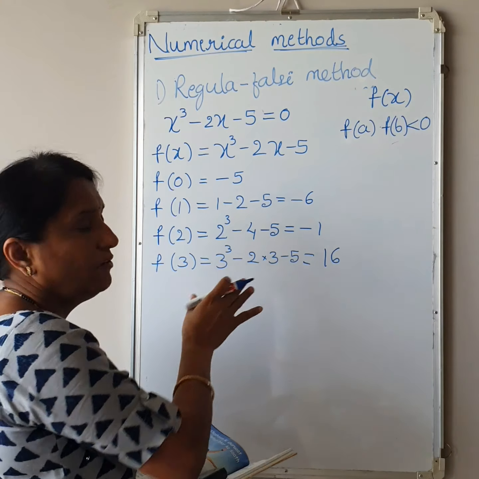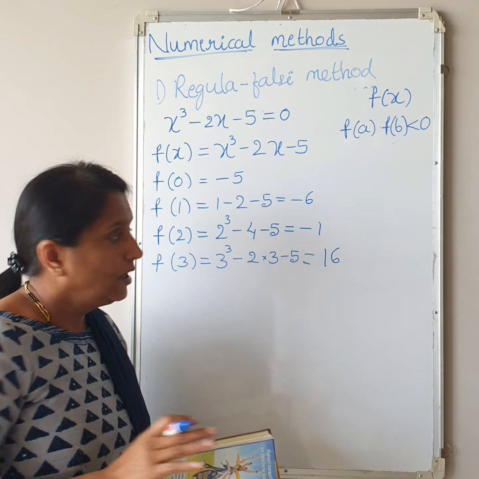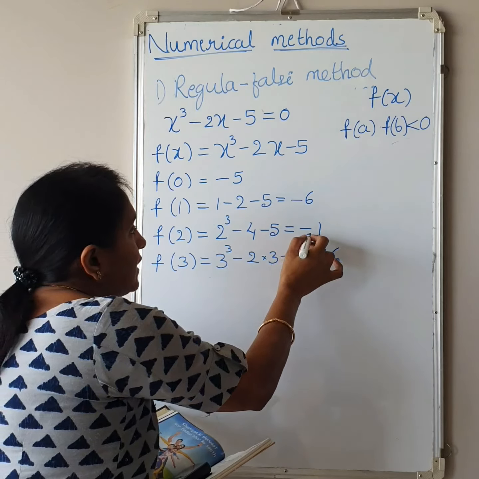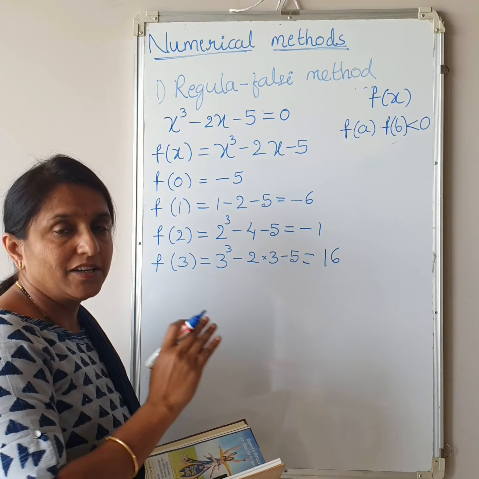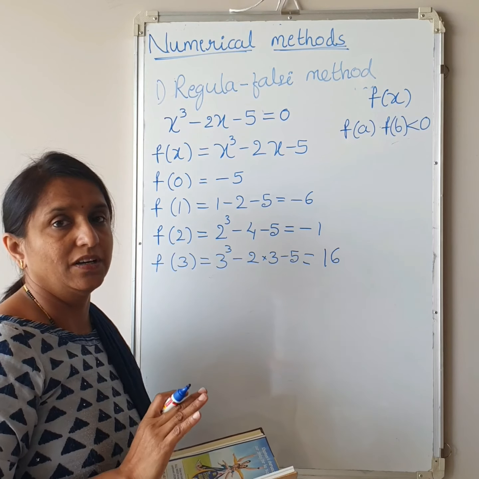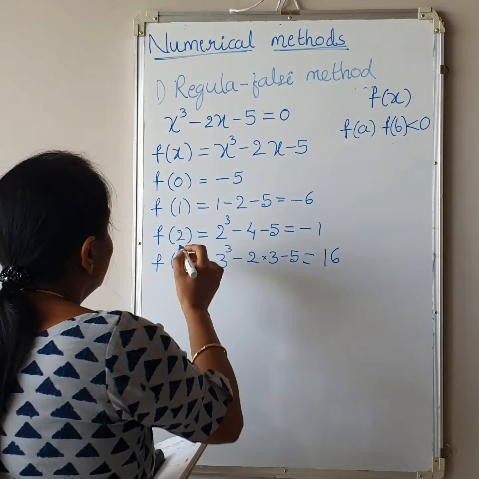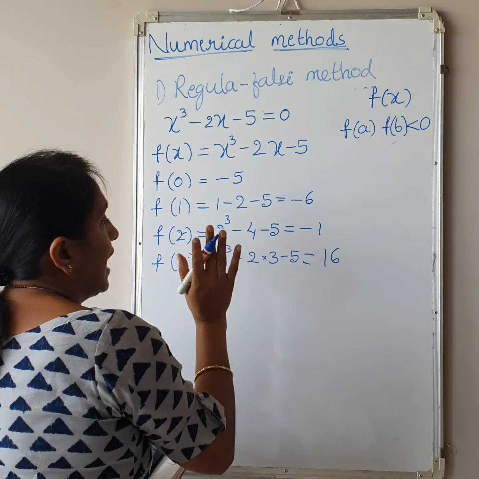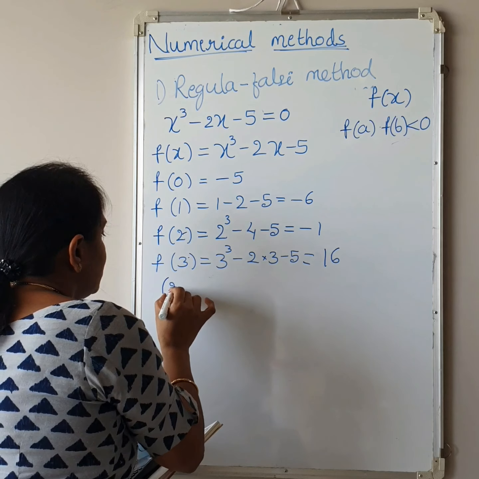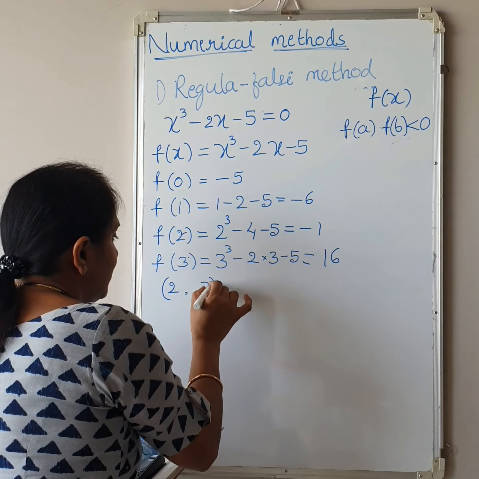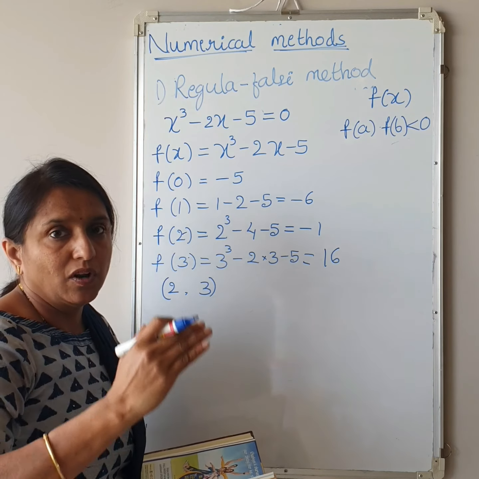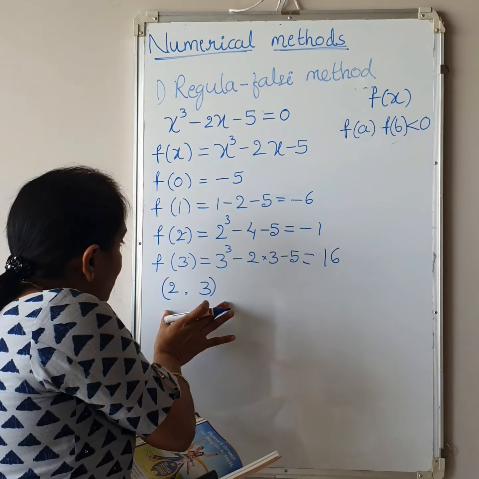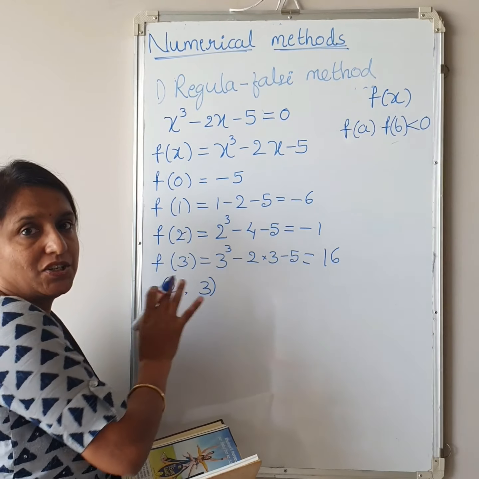You can do this with calculator also. Now check. Here I have minus 1 and here it is 16. So one is negative, one is positive. Stop here only. We'll get the interval, that is 2, 3. Always write down the smaller first and then bigger one, because always interval is denoted like that, smaller to bigger. Now root lies in this interval.